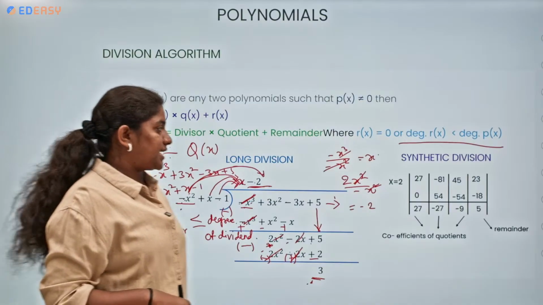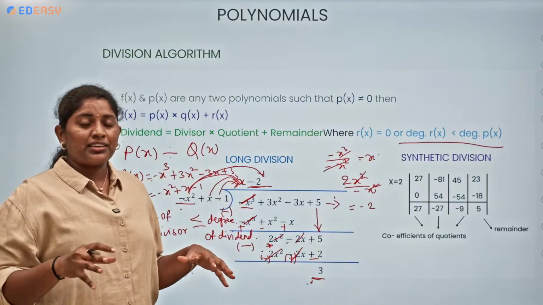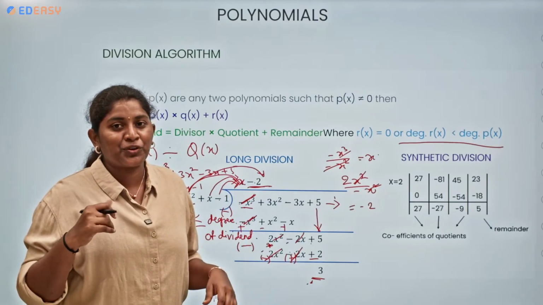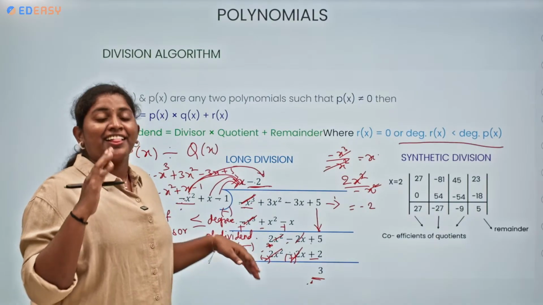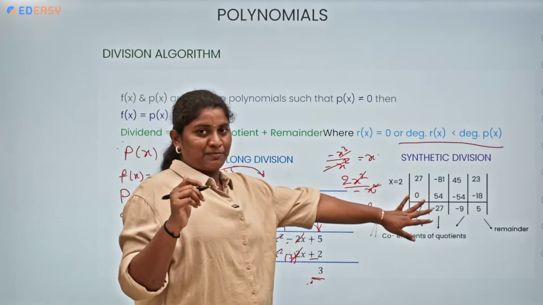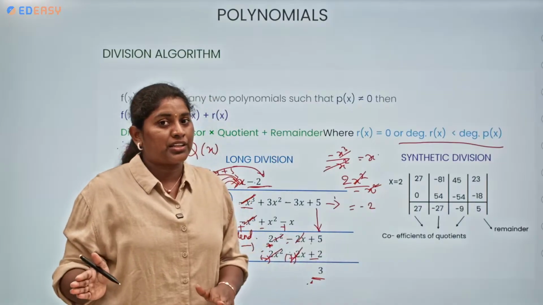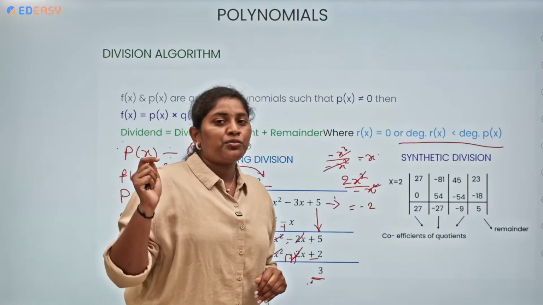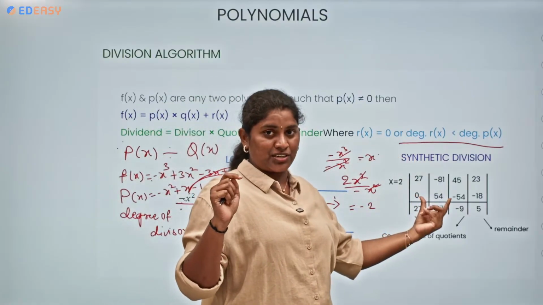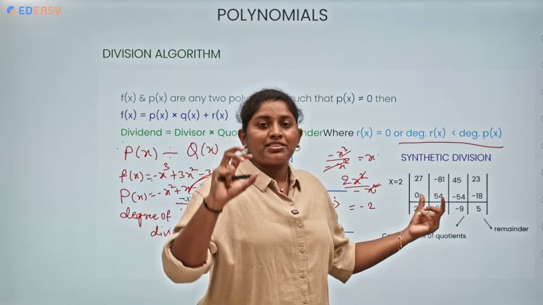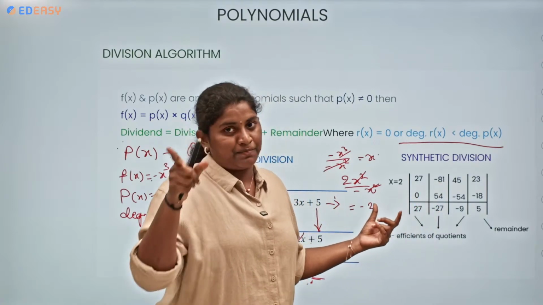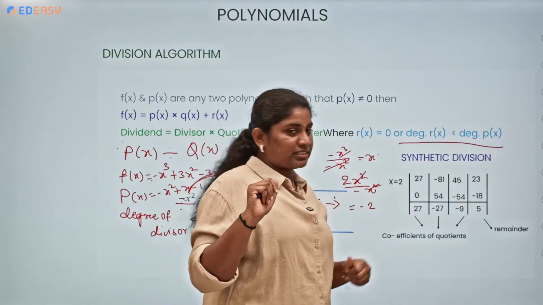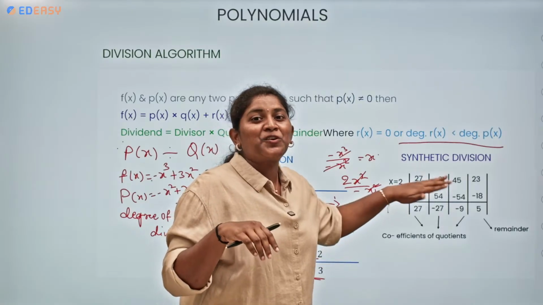Clear? Yes. So some students will think, oh my god, this is a long process, and if you get such questions in the MCQ, you can't spend this much time, right? Then you can go for synthetic division, which you can mostly use starting from cubic polynomials. From the cubic polynomials, you can start using synthetic division in order to save some of your time in your exam. For example, here I am having 27, minus 81, 45, 23. What are these? These are all coefficients.